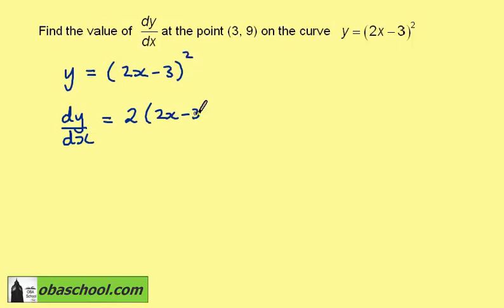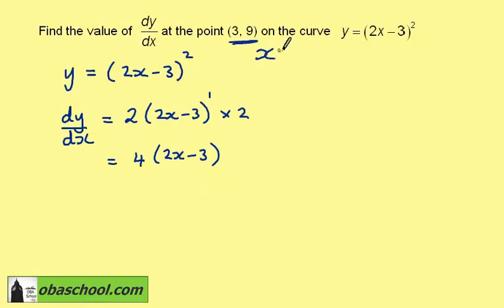So this is the differential of the outside function, and then multiply that by the differential of the inside function. This gives us 4 times (2x − 3).